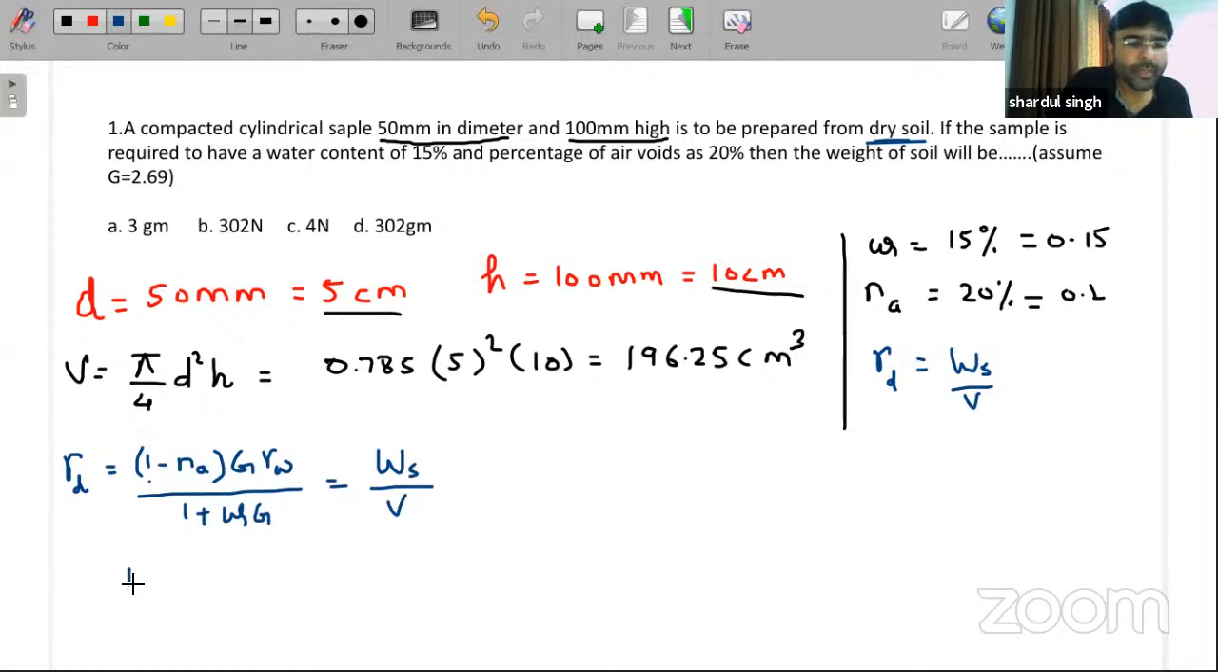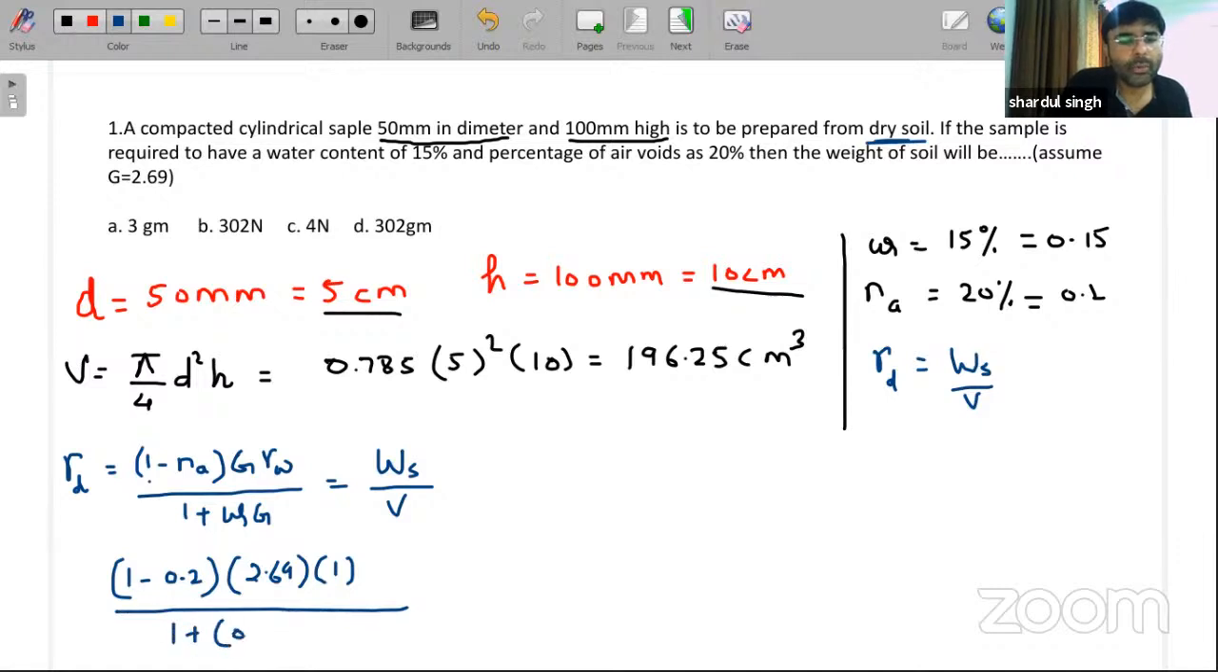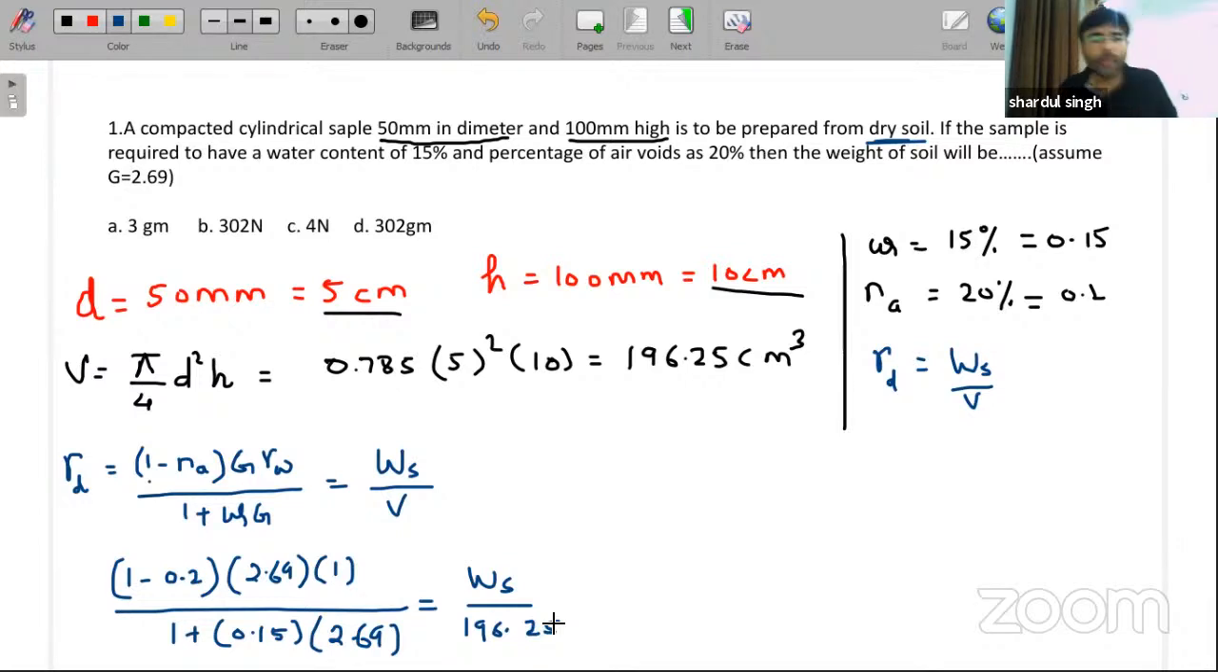What is Na? Na is 0.2, that is 20%, into G, that is 2.69, gamma w, upon 1 plus w, that is 0.15, into G, that is 2.69. That will be equal to Ws upon volume, which we have already calculated, that is 196.25. So you can solve from here and you'll be getting the value of the weight of the solids, Ws.